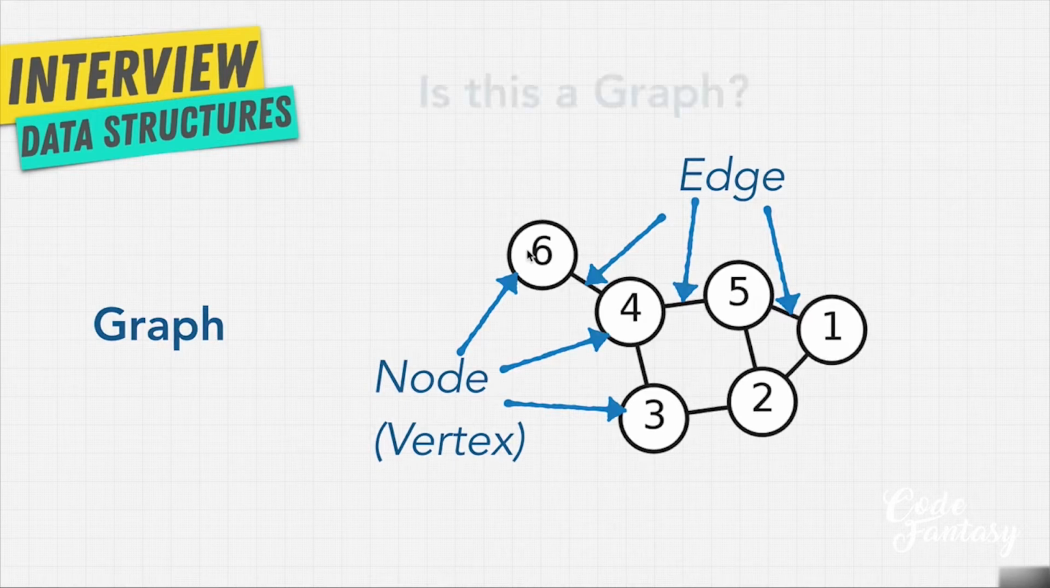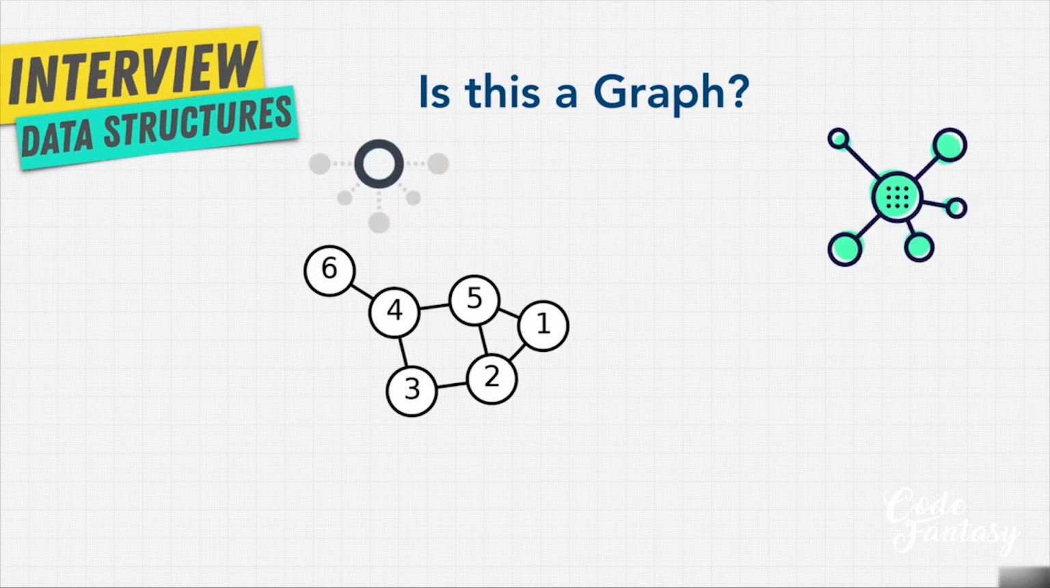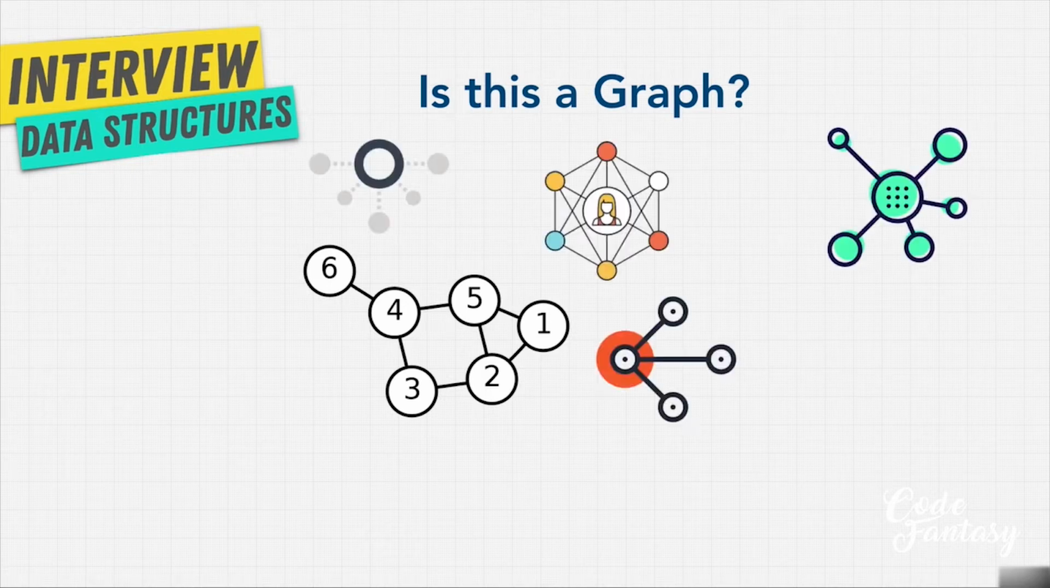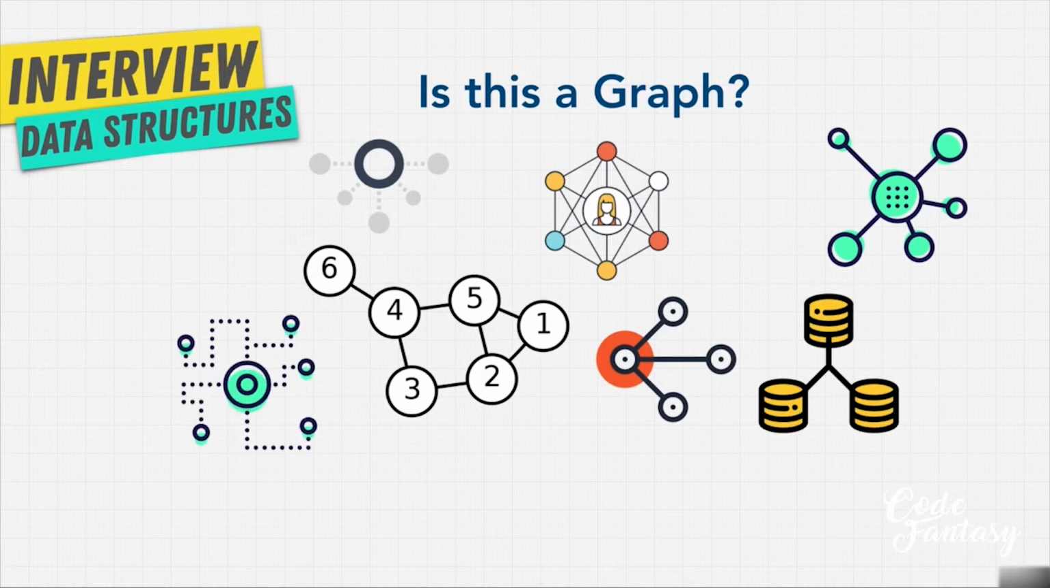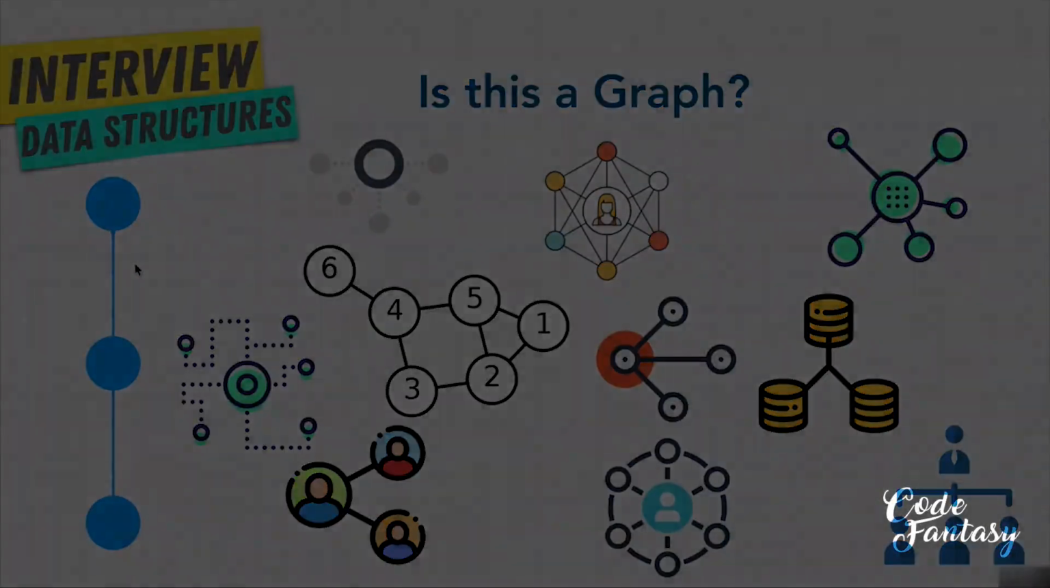So let me ask you a question. Do you think this is a graph? Well, yeah, obviously, we just went through it. What about this? And this? What about this one? All right, finally this. Just a few more. Yep, they are all graphs. Even this one that kind of looks like a linked list, that's a graph.